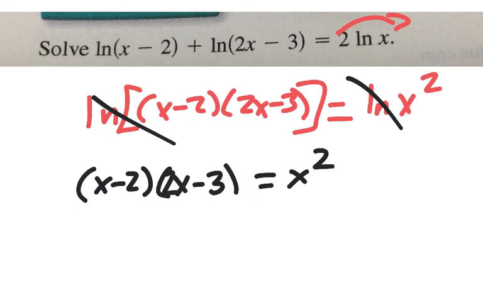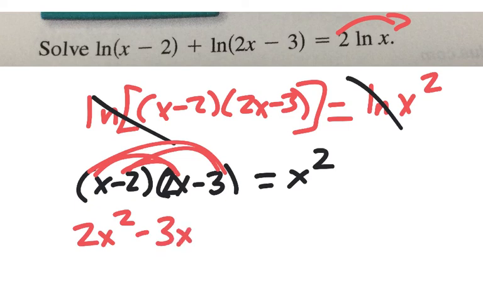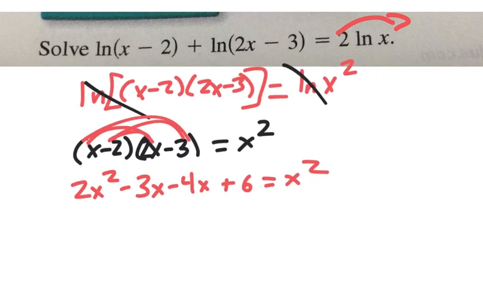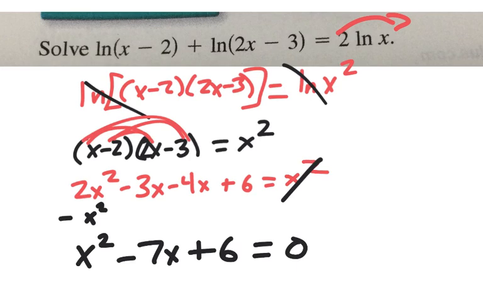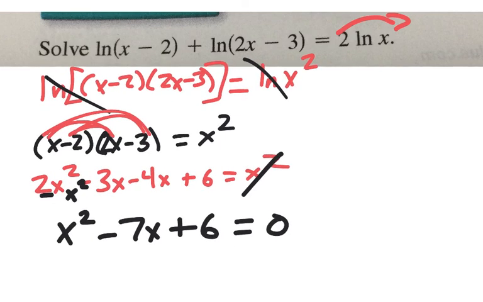And now I'm going to solve. So right now, it looks kind of ugly. So let's distribute, get a better idea of what we're dealing with. So I've got 2x squared minus 3x minus 4x plus 6 equals x squared. Now let's get everything to one side and combine my like terms. So when I move this x squared over, that's going to become 1x squared minus 7x plus 6 equals 0. So now I have a quadratic.